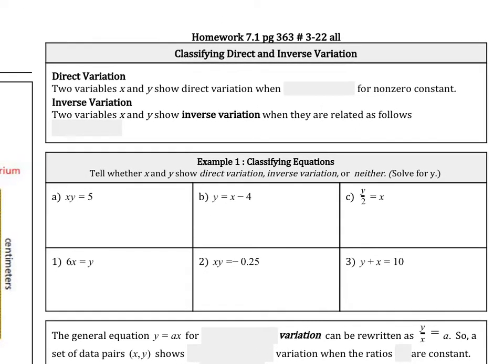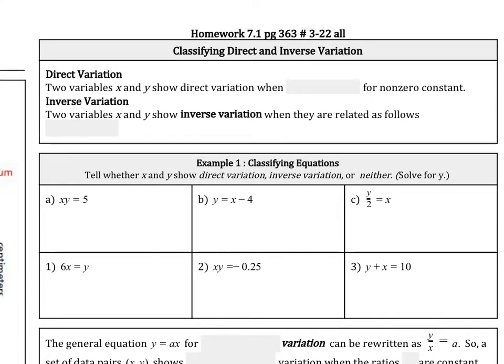So here, classifying direct and inverse variation. Two variables, x and y, show direct variation when you have y equals a times x, for non-zero constants. And then two variables, x and y, show inverse variation when they are related as follows: y equals a over x, and of course, a cannot be 0, and of course, x cannot be 0 either, okay?